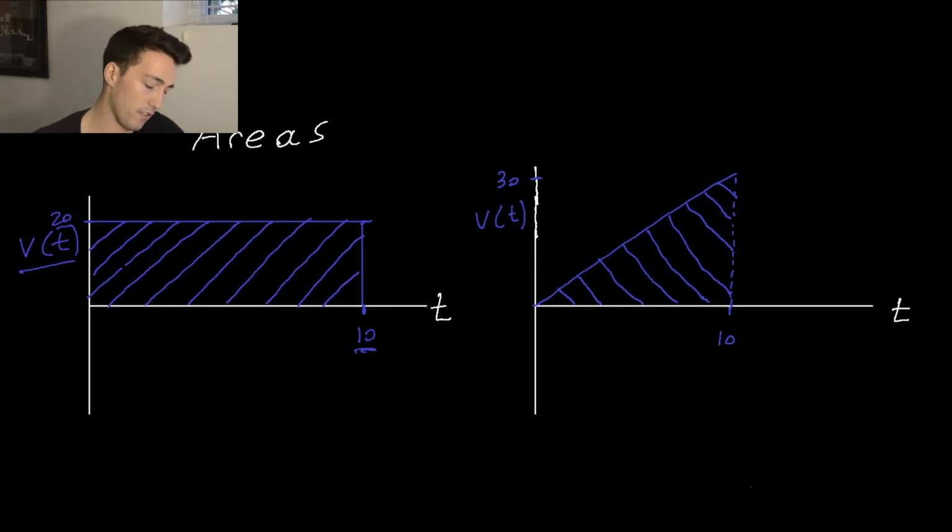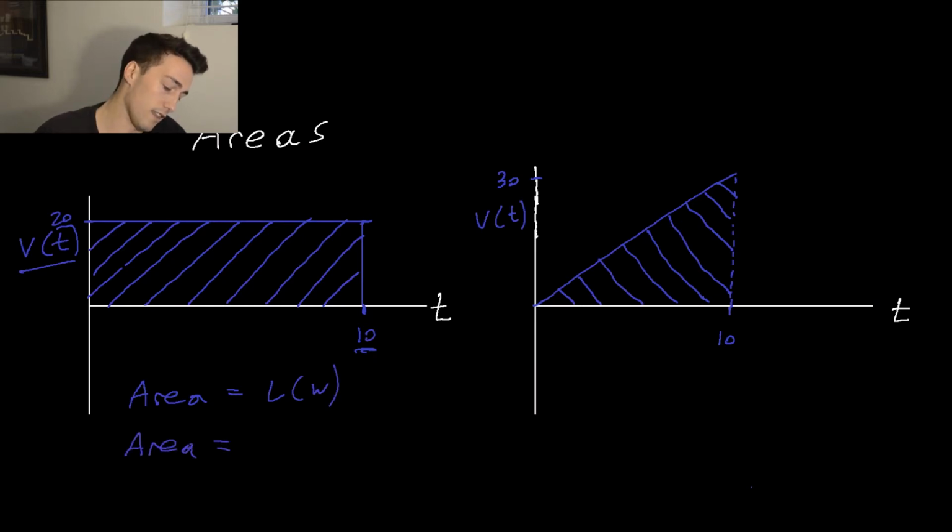And if I were to ask, what's the area of this? I think most of you would say, okay, well, the area is just a rectangle, so it would be length times width. And you'd be correct. So the area is equal to our length, or I guess in this case our height, which is 20, multiplied by 10. So when we do that, we get an area of 200. But 200 what? What does that mean?